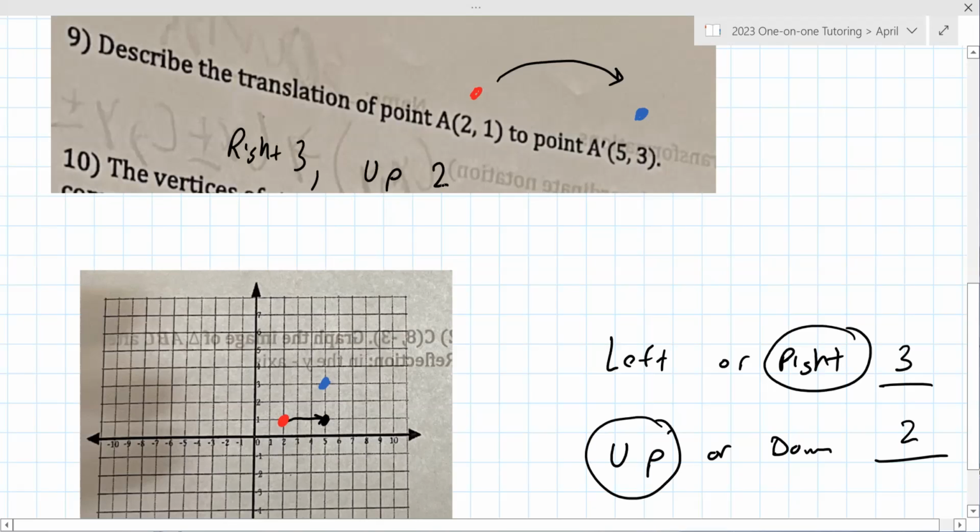So that's what you want to put down for number 9. Okay. All right. Got it.